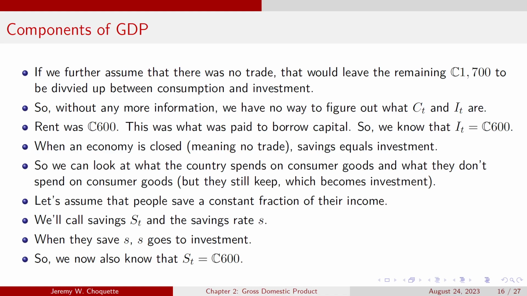Now, savings, capital S_T, has a little T subscript there because it is time variant, right? The total savings can vary over time. However, the savings rate is a constant fraction of income. So because it's a constant fraction, it's time invariant, so there's no T subscript there. There doesn't need to be one because it's constant. It's not going to change over time. So when they save, that savings goes to investment. And we also know that savings is equal to investment, which is equal to 600 catnips.